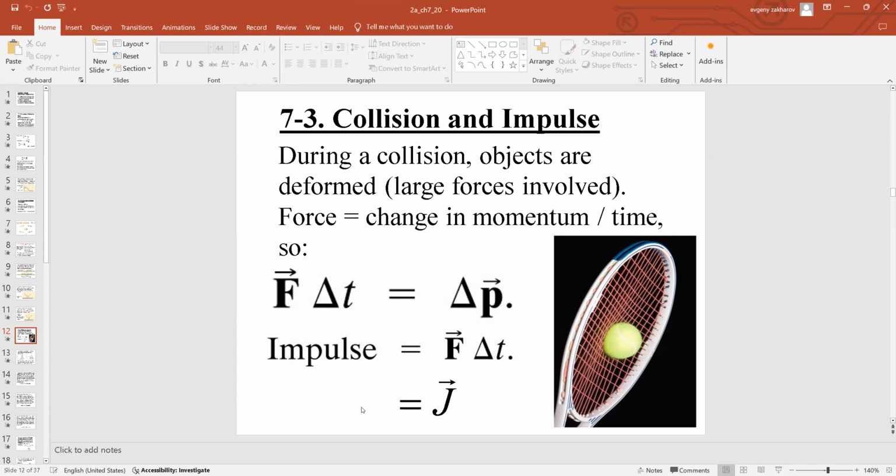Technically, you really don't need the impulse. You can just say change in momentum. That's perfectly fine, in my opinion. But the book has it, so here we go with the impulse definition.